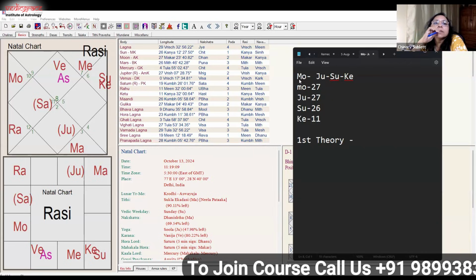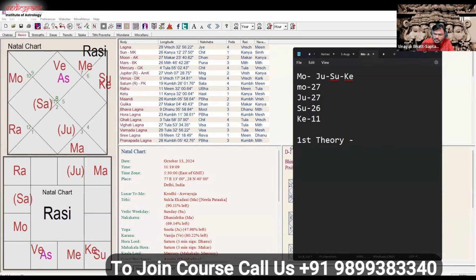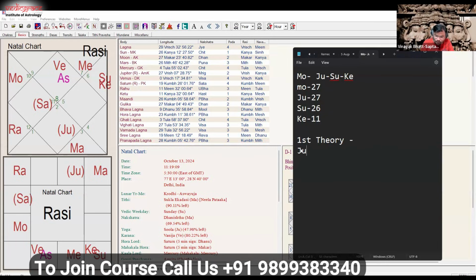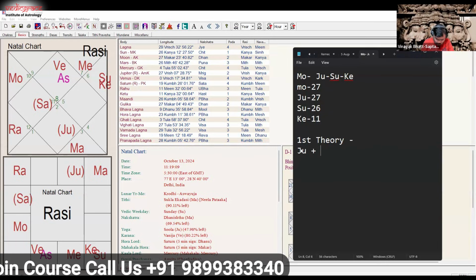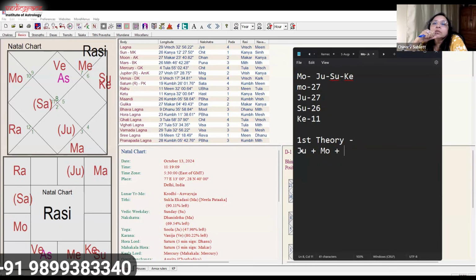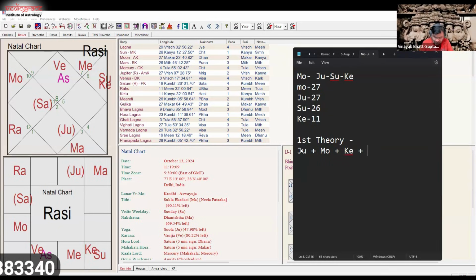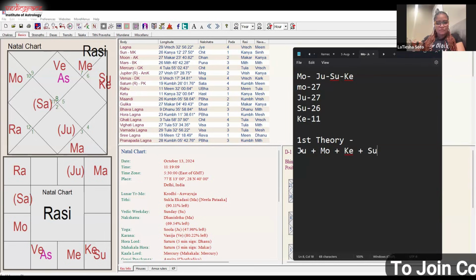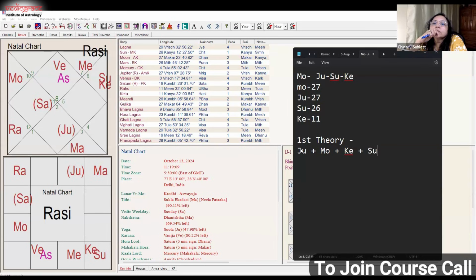Jupiter is low, correct? As per the first theory, we should arrange Jupiter first, then Moon, then Ketu, and at the end Surya. No, Sun first, and the theory says Ketu. So we're gonna put Ketu first.